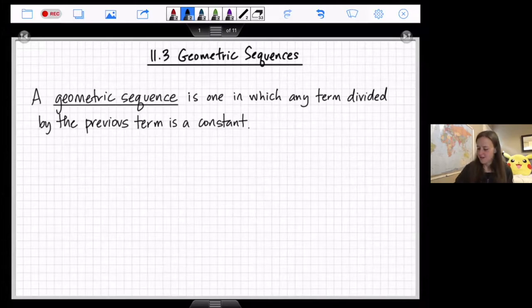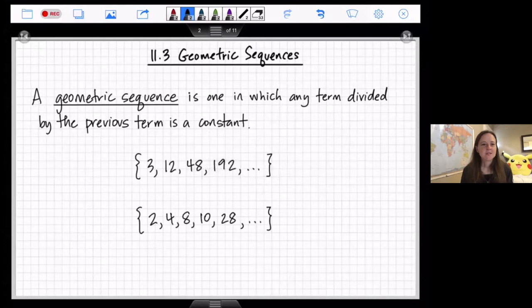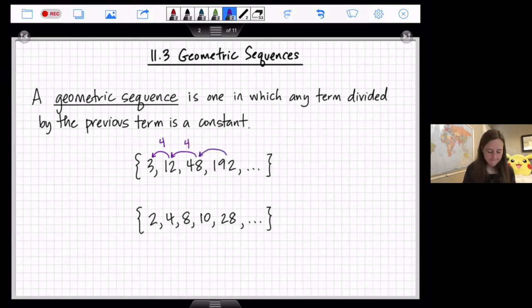What does that mean? Let's look at these two sequences. This says if you have any term divided by the previous term being a constant, you've got a geometric sequence. So pick any term and divide it by the previous term. 12 divided by 3 gives you 4. Let's see if that holds for all of the terms that we see. 48 divided by 12, that's 4. 192 divided by 48, yep, that's equal to 4. So this is a geometric sequence.